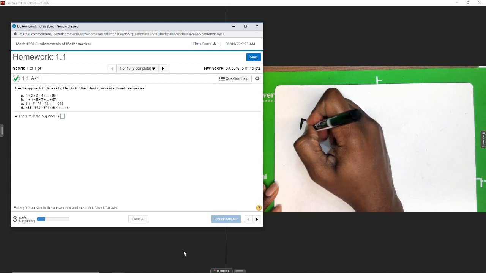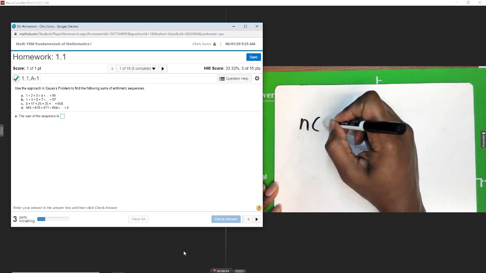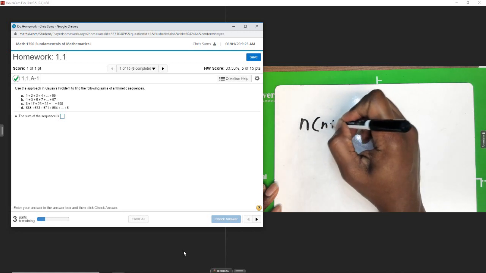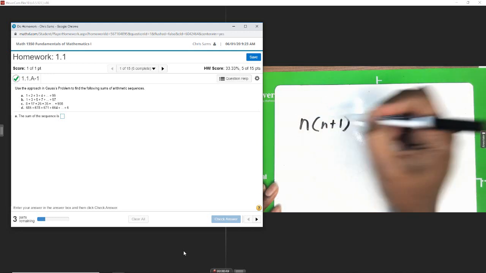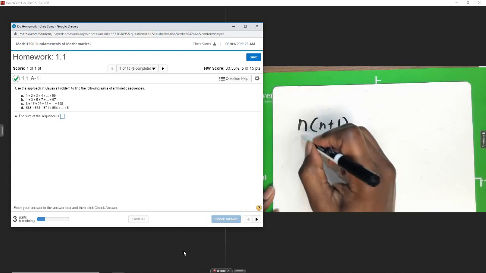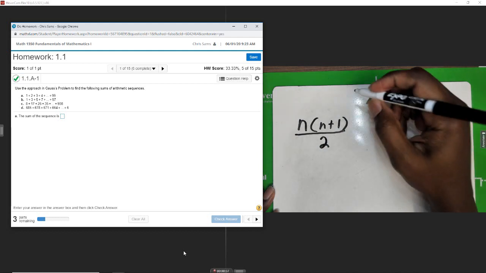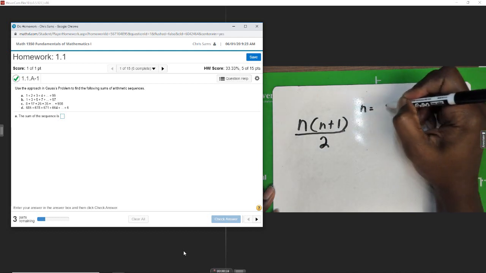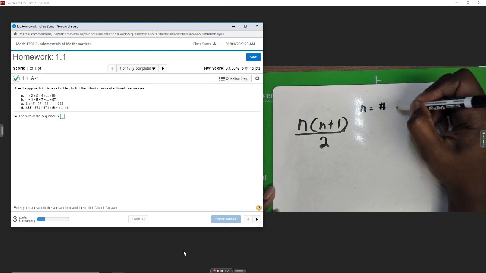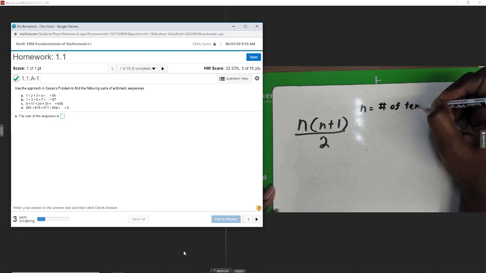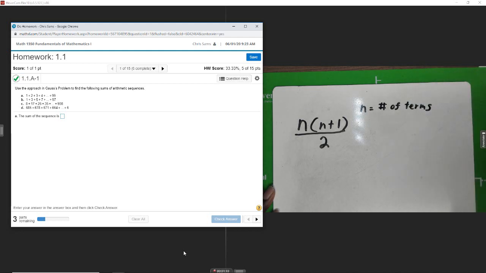N times n plus 1, where n is the number of terms you have, divided by 2. This is your sum. Okay, n is the number of terms. I'm going to use this pound sign to represent the word number. So this works if your sequence starts with 1 and counts in order 1, 2, 3, 4, 5, etc.